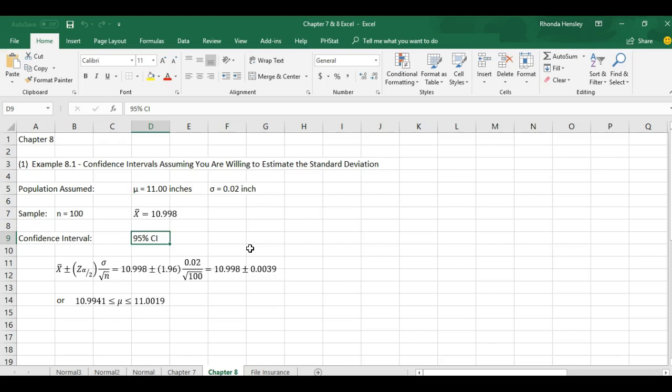I think when you're using PHStat, it comes up automatically. If you're using a larger stats package than Excel, like SAS or SPSS or Minitab or JMP or one of those packages, it's automatically assumed that you want a 95% confidence interval, and you have to manually go in and change it.